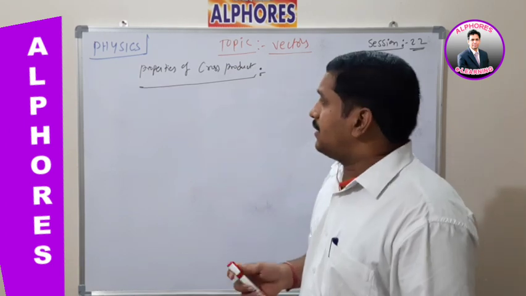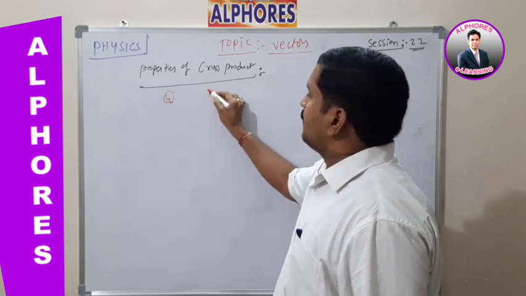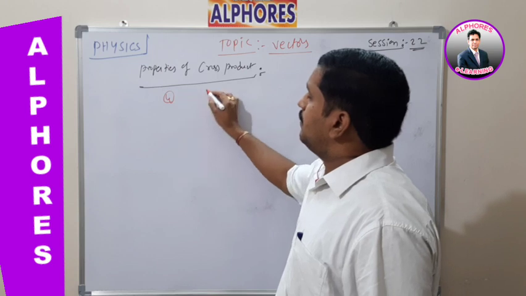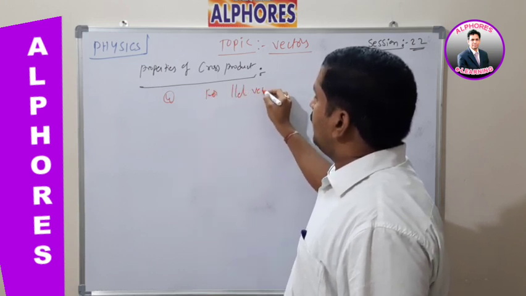Okay. Now listen carefully. I have to go with the next property, the fourth one. If the two vectors are, simply, for parallel vectors.